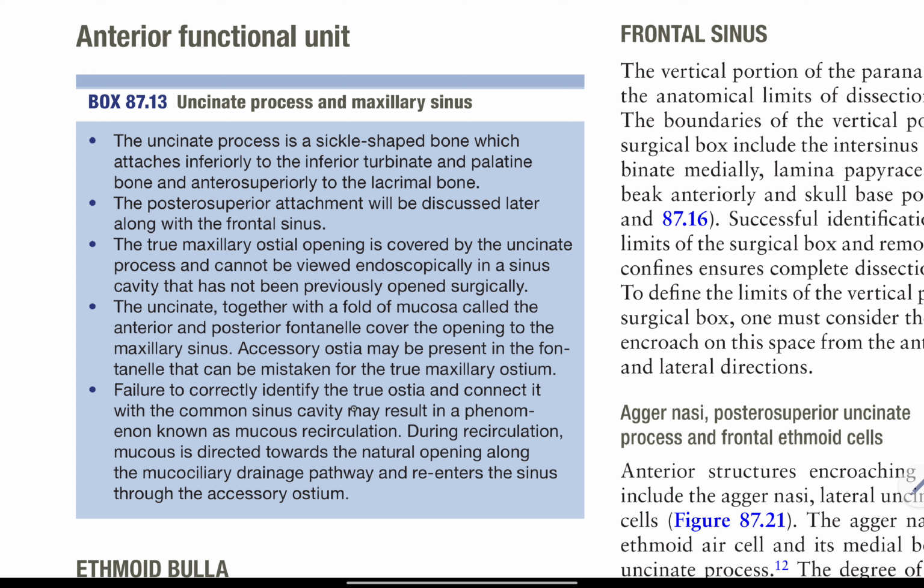Failure to correctly identify the true ostium and connect it with the common sinus cavity may result in a phenomenon known as mucus recirculation. During recirculation, mucus is directed towards the natural opening along the mucociliary drainage pathways and re-enters the sinus through the accessory ostium.